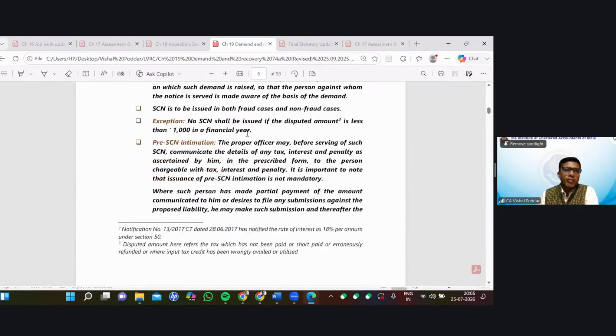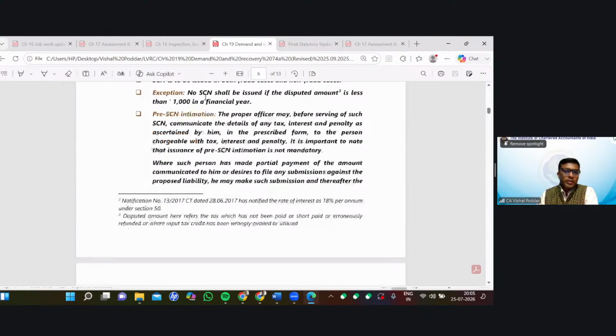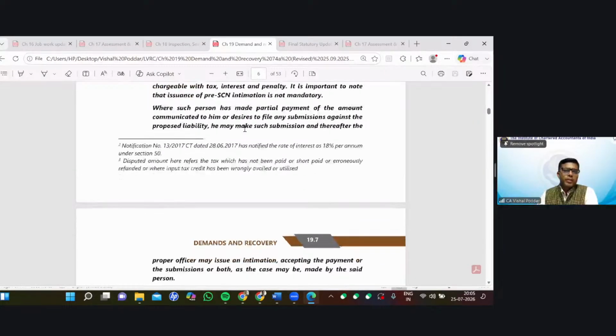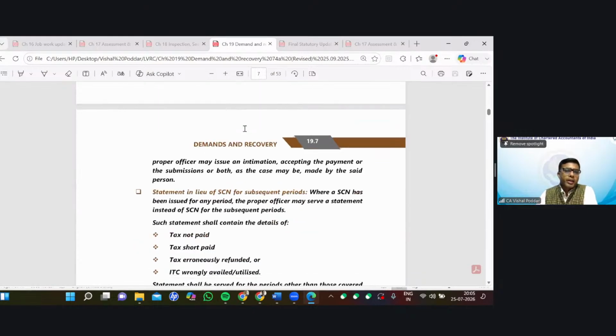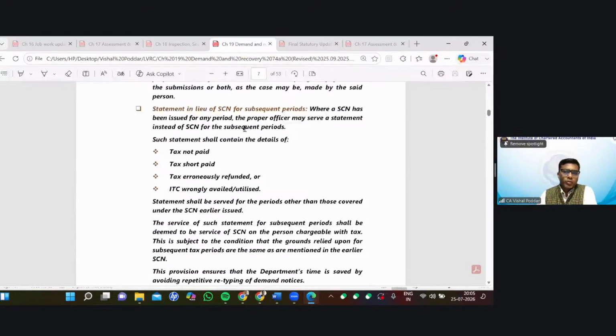So the notice cannot be vague. The notice cannot be just saying that you have to pay the amount. It has to justify with legal backup. Now, SCN has to be issued in both cases. Exception: no SCN is required if the disputed amount is less than 1,000 in a financial year. Most important point, pre-SCN intimation. So wherever the SCN is to be issued, the law requires the officer to first issue a pre-show cause intimation so that the taxpayer may, before the actual show cause is issued, take corrective actions and pay the tax before the final show cause is issued.